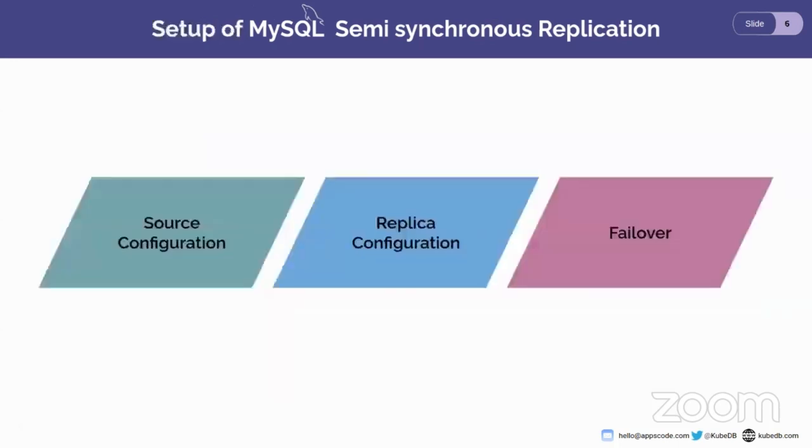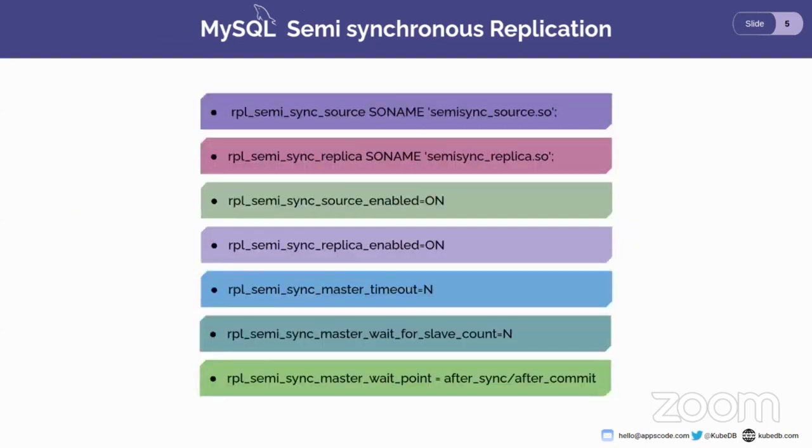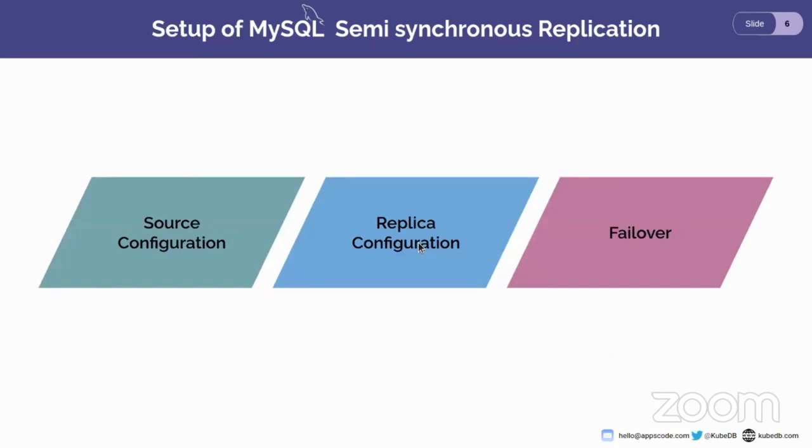And if we want to configure a replica, in that case we have to install the semi-synchronous replication plugin onto the replica server, and then we have to enable semi-synchronous replica on the replication server, and the rest is like the traditional asynchronous replication. That is, we have to set the master for the source, and then we have to start the slave. So that will be the configuring part regarding semi-synchronous replication.